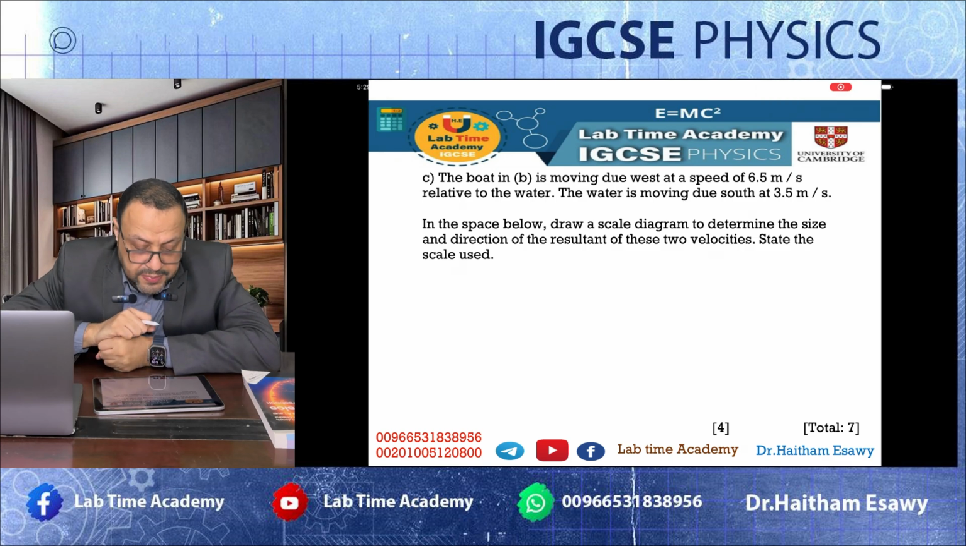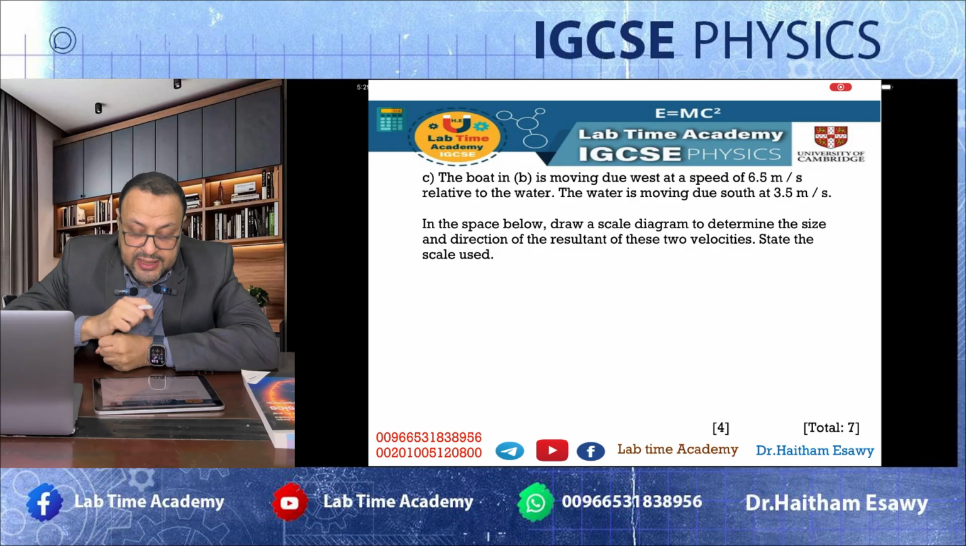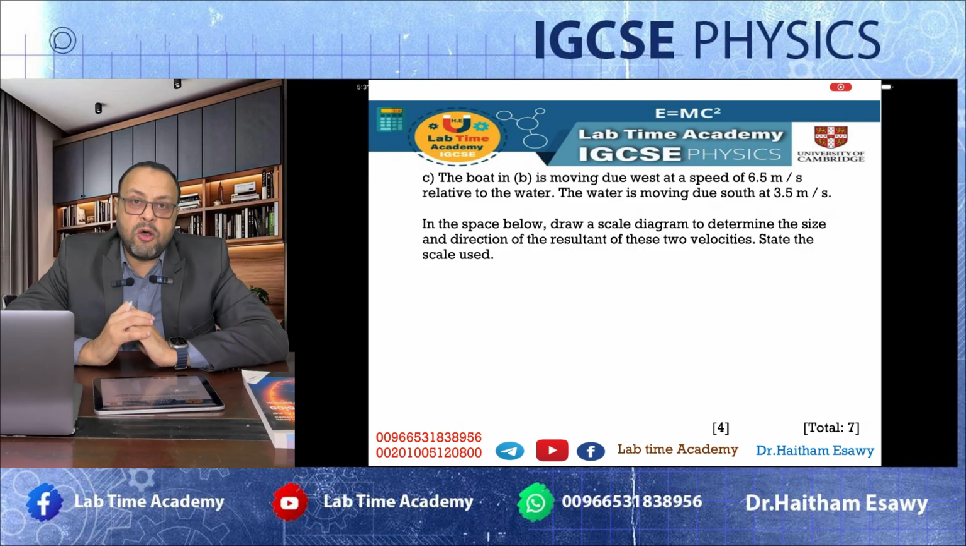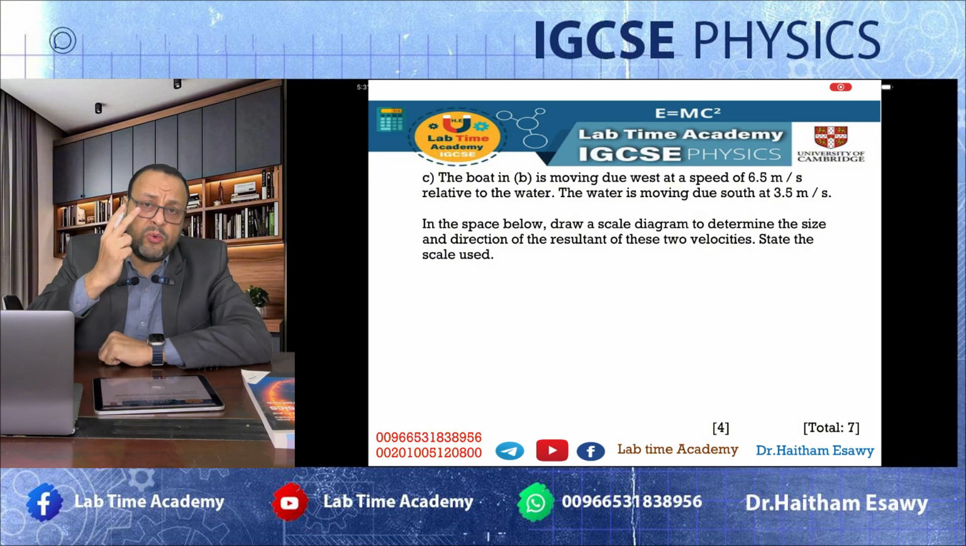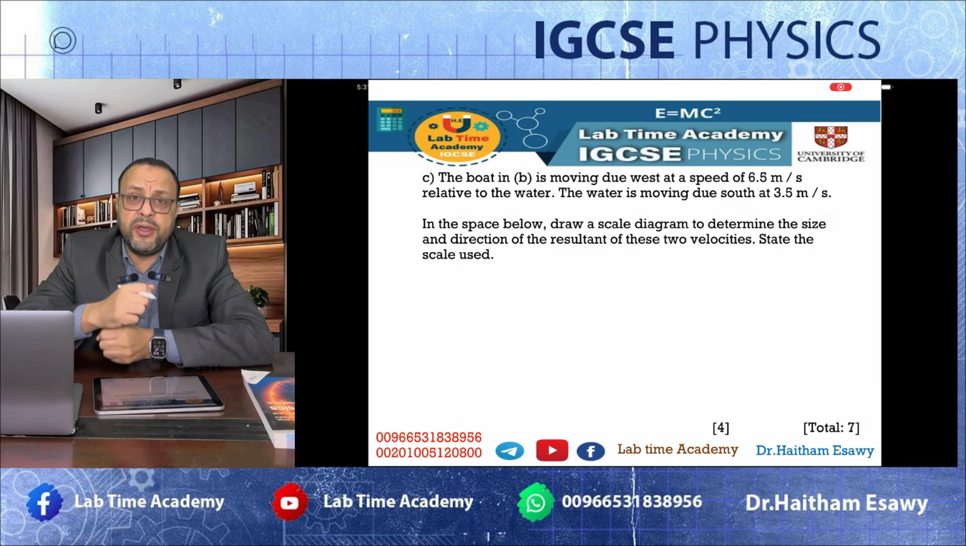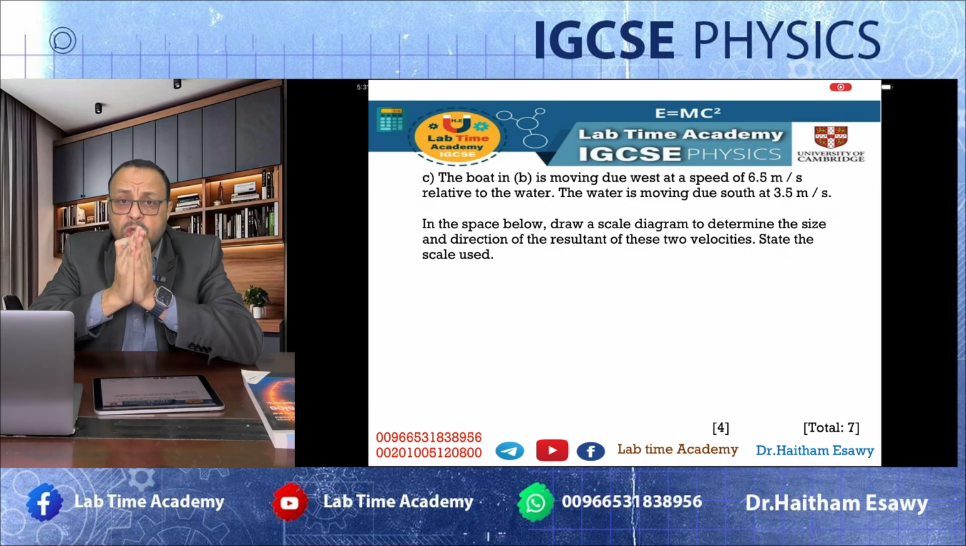Part (c): the boat in (b) is moving due west at a speed of 6.5 meters per second relative to the water. The water is moving due south at 3.5 meters per second. In the space below, draw a scale diagram to determine the size and direction of the resultant of these two velocities. State the scale used. We said, how can we get the resultant of two vectors perpendicular to each other? We have two methods. Number one, by drawing a scale diagram, using a suitable scale.